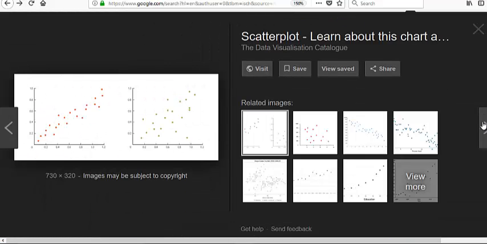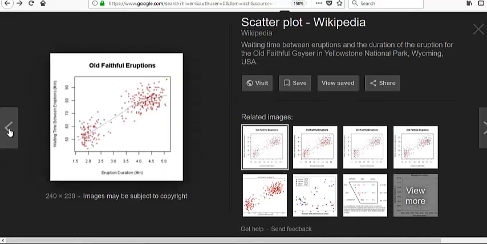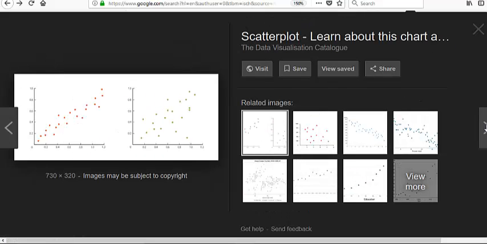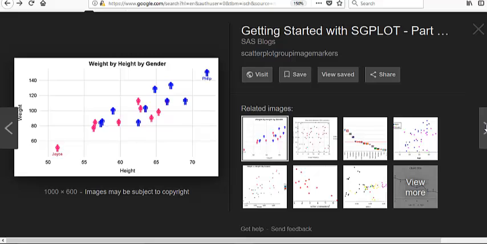Scatter plots. So as I was saying, it's not like you can change the eruption duration. You have no control over it. We're not purposely controlling it. So this is a scatter plot.